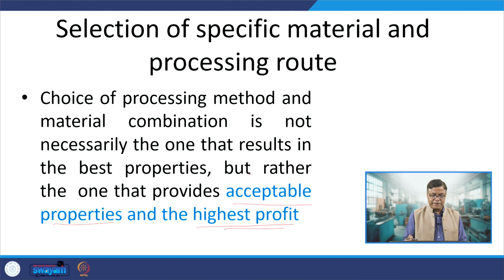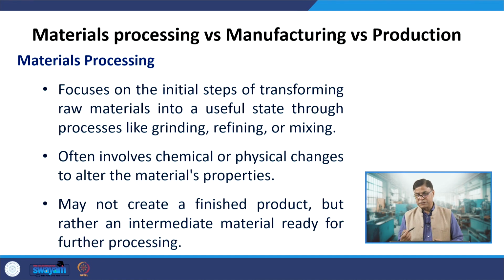And therefore, again I will say, the choice of processing methods, whether it is casting, welding, machining, or forming, and material combination is not necessarily one that results in the best properties, but what is more important is the material and processing combination that offers acceptable properties, but the highest returns and profits, so that the product can be made available to the customers and users at the lowest possible cost.